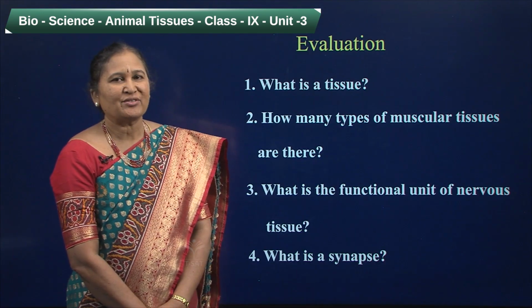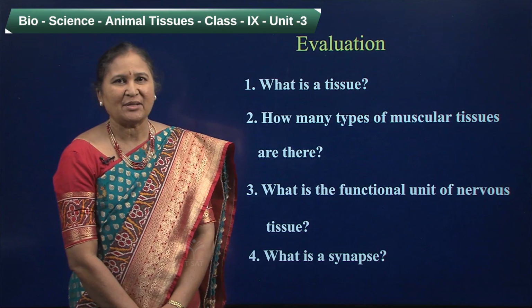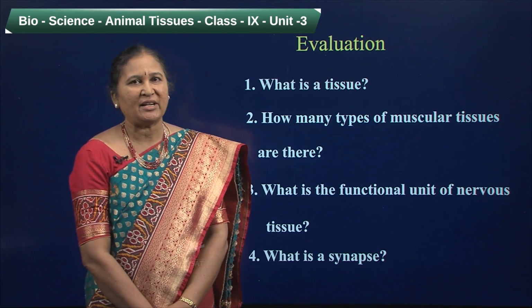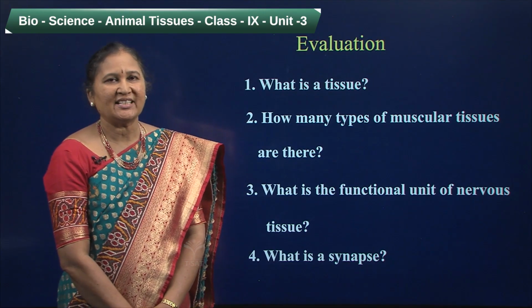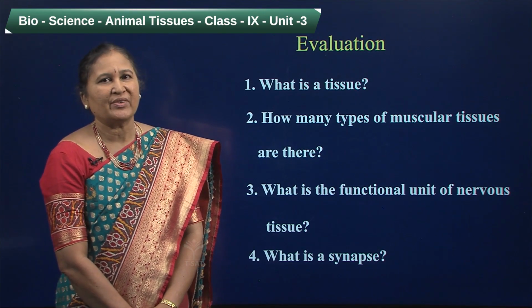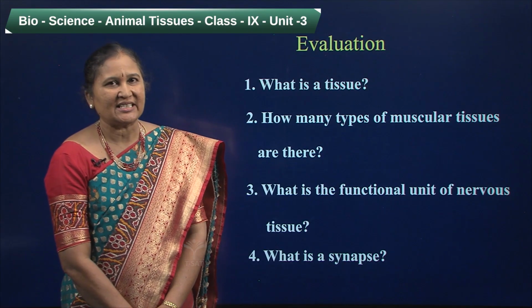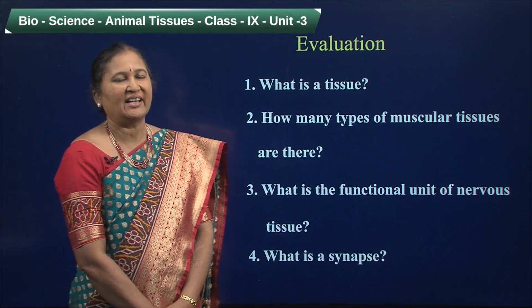We have come across various types of animal tissues. A tissue is a group of cells similar in structure and function. There are 4 types of animal tissues: epithelial tissue, connective tissue, muscular tissue and nervous tissue. These tissues help us to perform various activities. These tissues help us to perform various functions in our body.